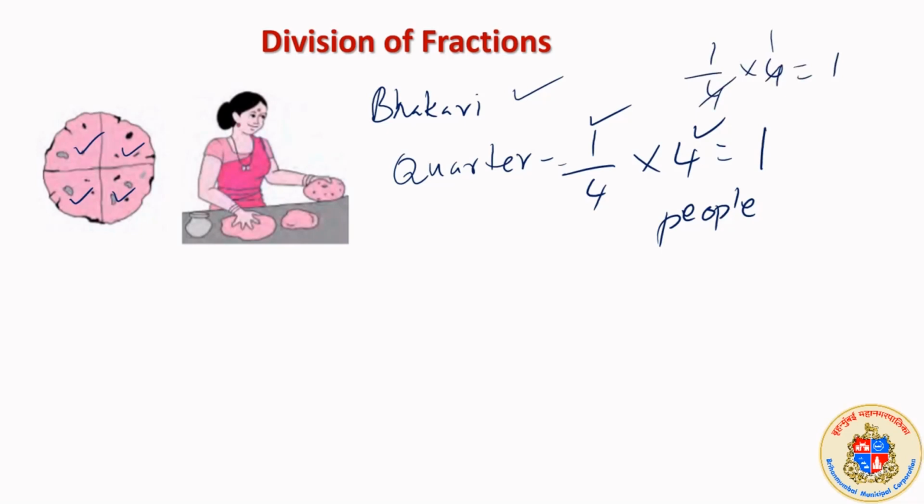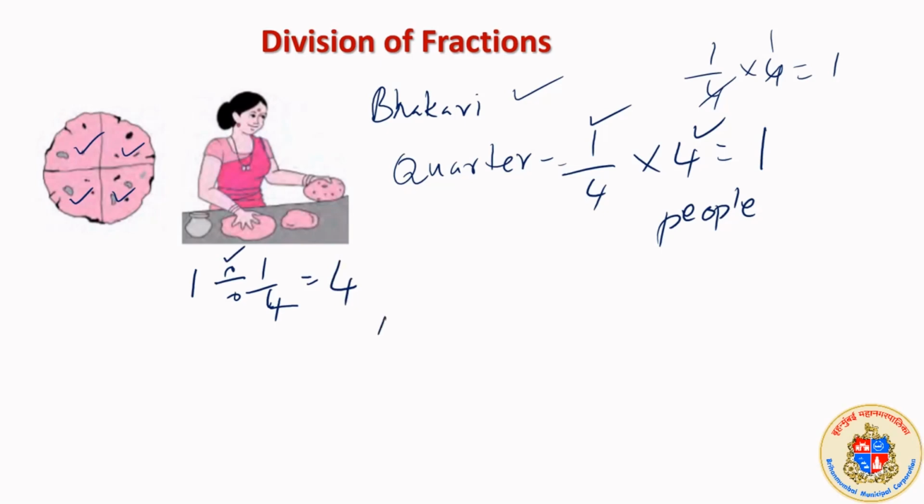That means if you think about division, if you are dividing 1 with 4, you will be getting 1 upon 4. If you are dividing 1 with 1 upon 4, total 1 bakri should come. If you are dividing by 1/4, because we are giving a quarter to each, then it must be sufficient for 4 people. Correct? This division is correct, but how did we do this division?